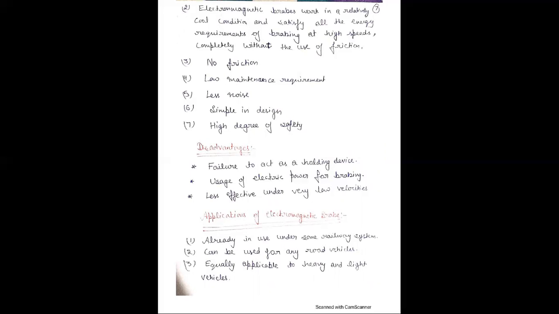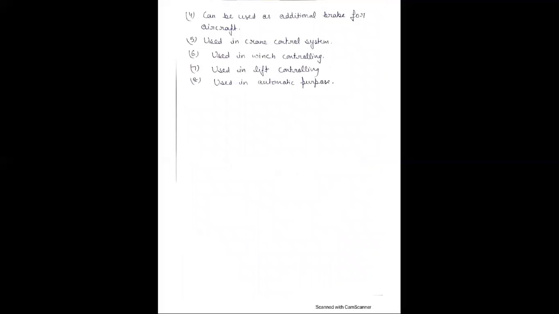Now, what are the applications of electromagnetic brakes? We already use them in some railway systems. Second, they can be used for any road vehicles. Third, they are equally applicable to heavy as well as light vehicles. They can be used as an additional brake for aircraft if the aircraft already has a conventional braking system.